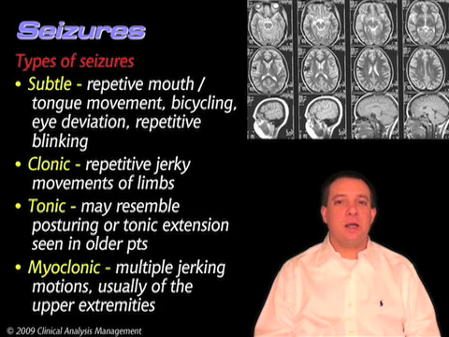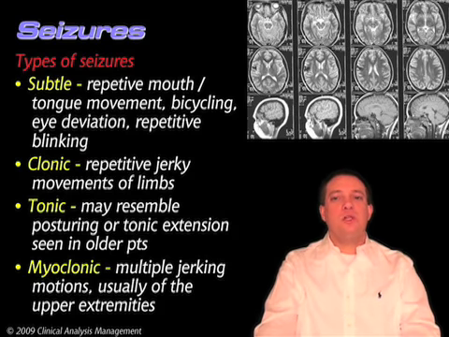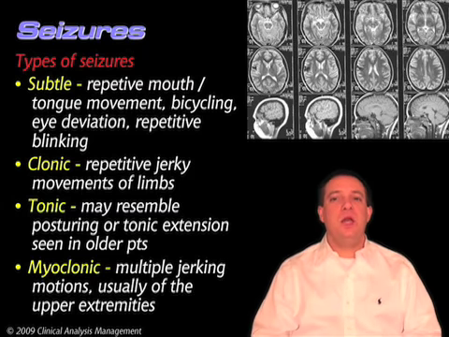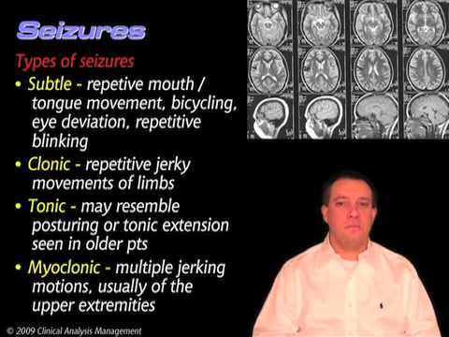In contrast, when we talk about a tonic seizure, remember we said the tonic seizure was where we become really, really rigid. There's not a lot of alternation of movement. It's just a sustained rigidity. And finally, the last type of seizure that we can have is something called a myoclonic seizure, which is where we have multiple jerking motions, and they're usually just limited to the upper extremities. So those are some of our more common types of seizure activity.